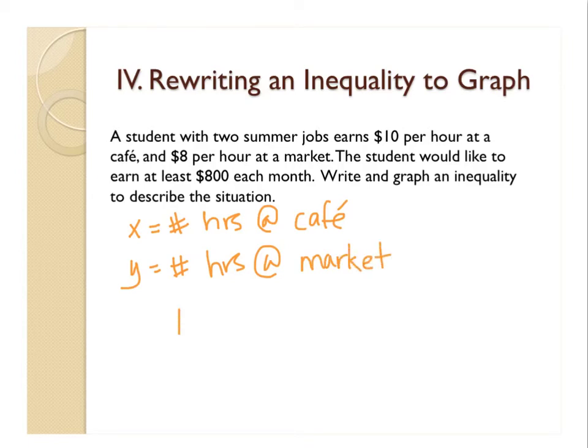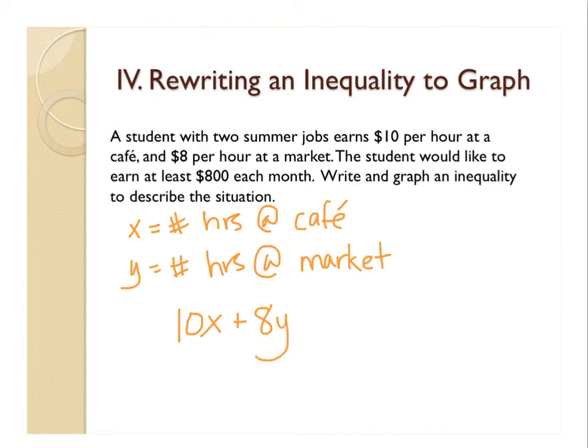Well, $10 times x hours is the amount of money that he or she will earn at the cafe. How do I express the amount that he or she will earn at the market? 8y, very good. And we want that to be at least $800.